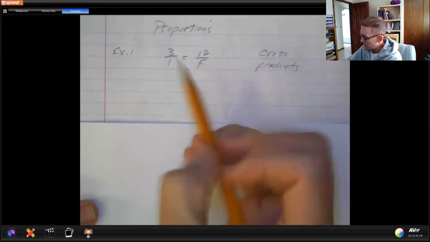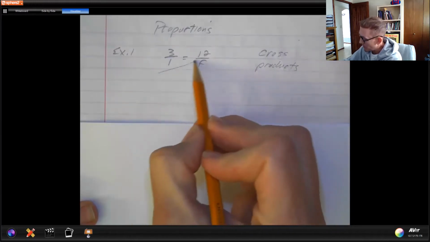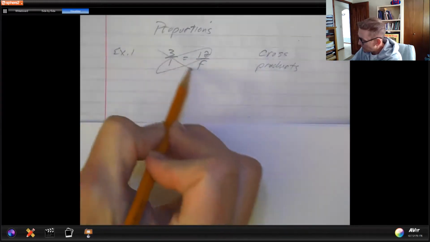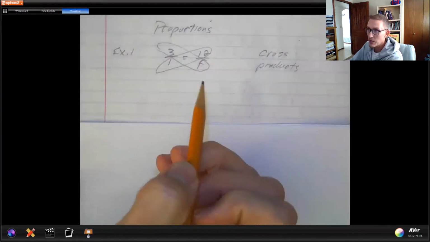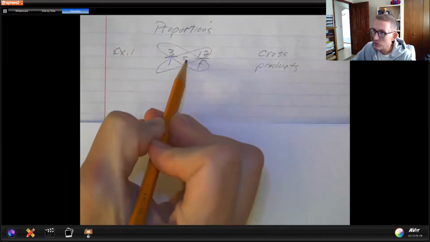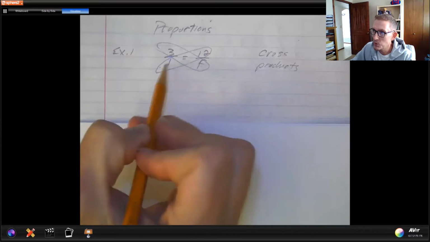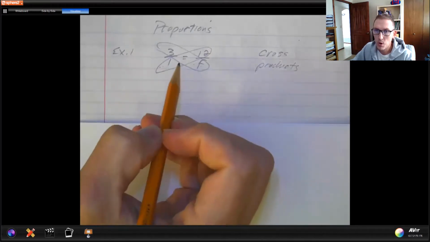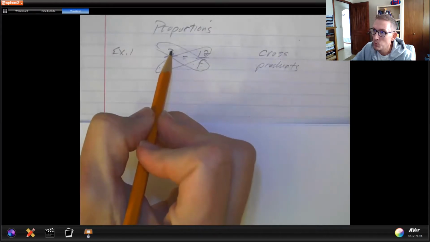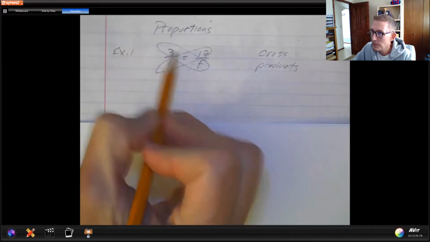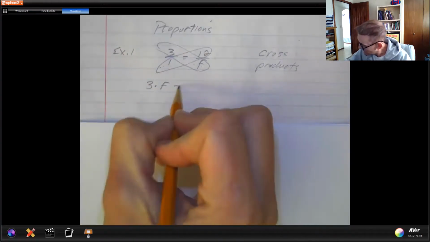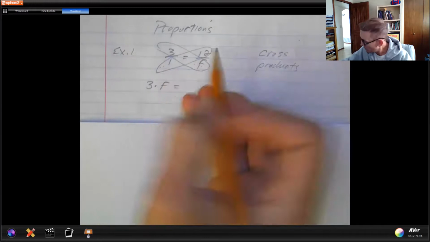And cross products is going to say that we're going to multiply diagonal across the equal sign. And we create this as almost like a little butterfly looking effect. And if there's an equal sign and you have two fractions that are equal to each other, you can use cross products to solve. And what that's going to do is it's going to say that whatever is in the same loop will multiply. So here I'm going to go 3 times f equals 1 times 12.